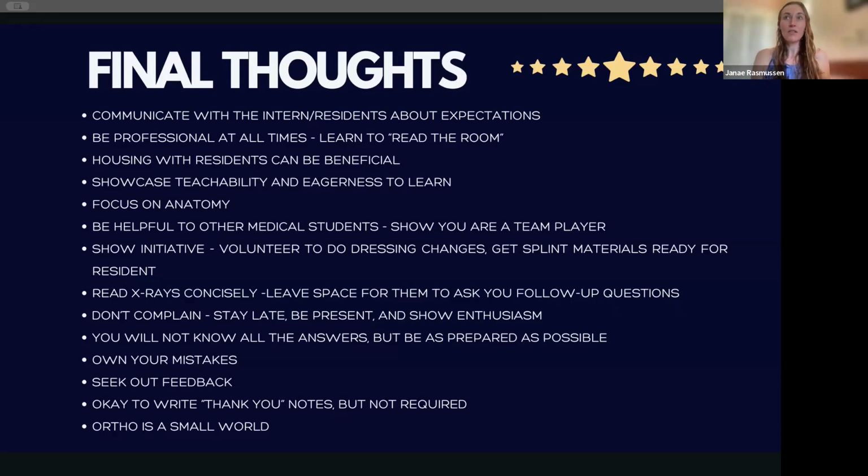And let's say you show up on day one and you've never done a sugar tong splint. It's okay, look it up. And you can always ask the resident for feedback, saying, I haven't done this splint before. Would you mind showing me how you like it done?